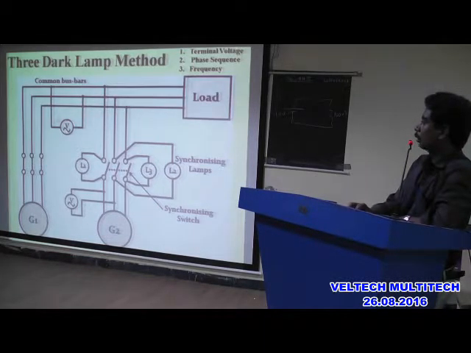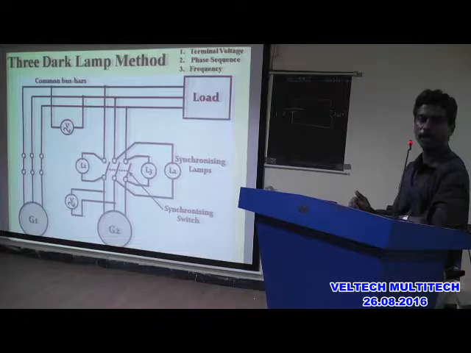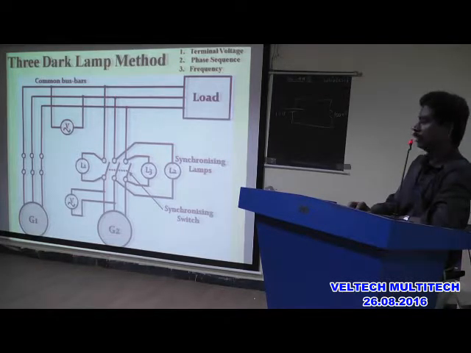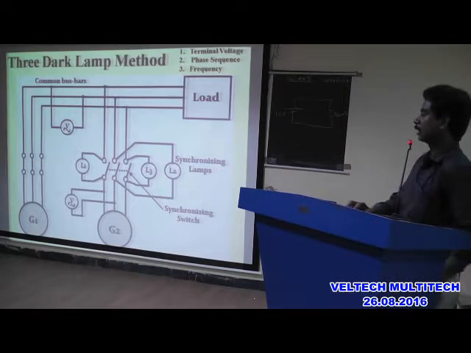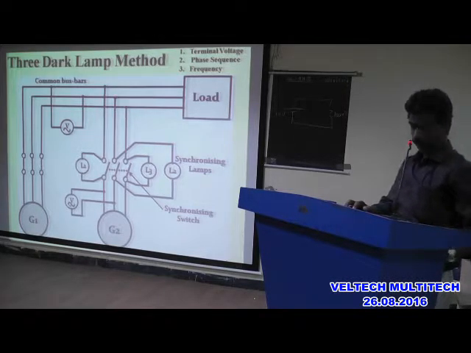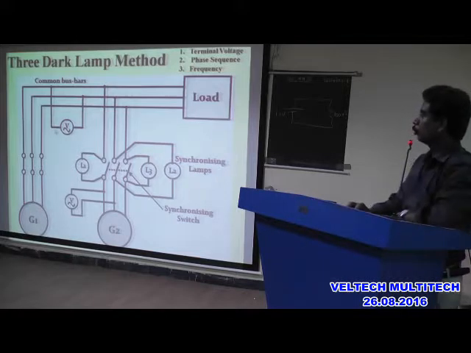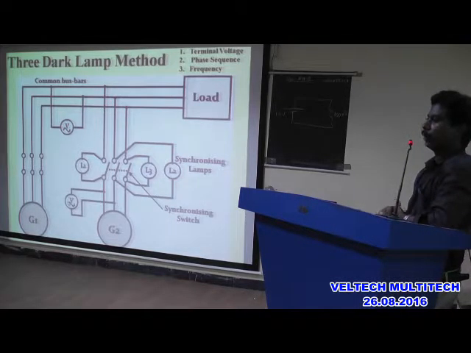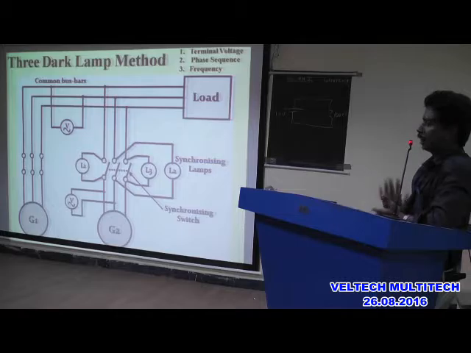First, suppose the voltage is 400 volts. So this voltmeter should also read 400 volts. So how will you increase this voltage? By adjusting the field winding. Here there is a field winding. By adjusting the field current, you can increase the flux so that the voltmeter voltage increases in the second alternator. Okay, so once you match the voltages of these two alternators, the first condition is over.